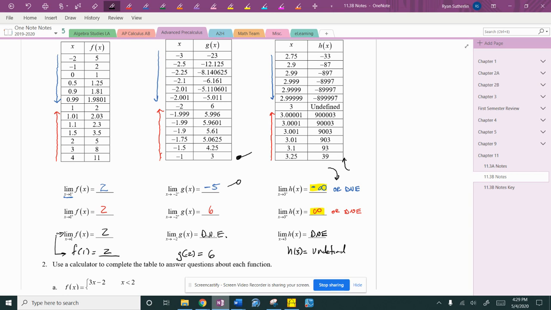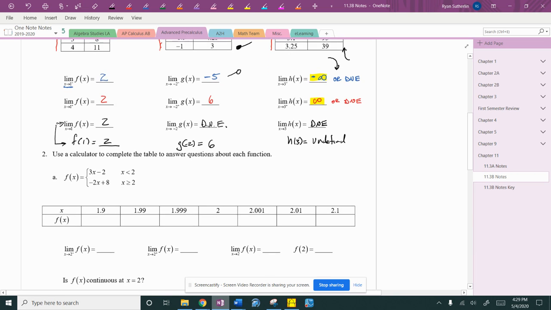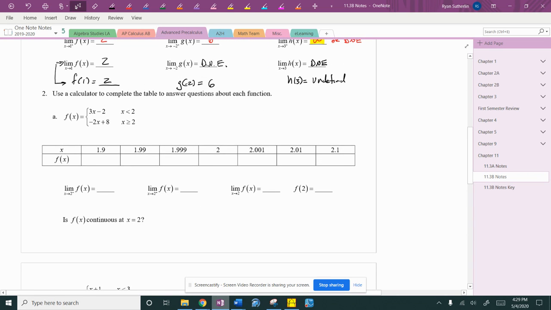Now, let's start looking at evaluating limits algebraically by first looking at a table of values. So in 2a, I've given you this piecewise function, and I want to evaluate the limit as x approaches 2, what f of 2 is, and we'll talk about continuity. So the first thing I'd like you to do is let's fill in the table. Obviously this is something for the next few examples you may need a calculator for.